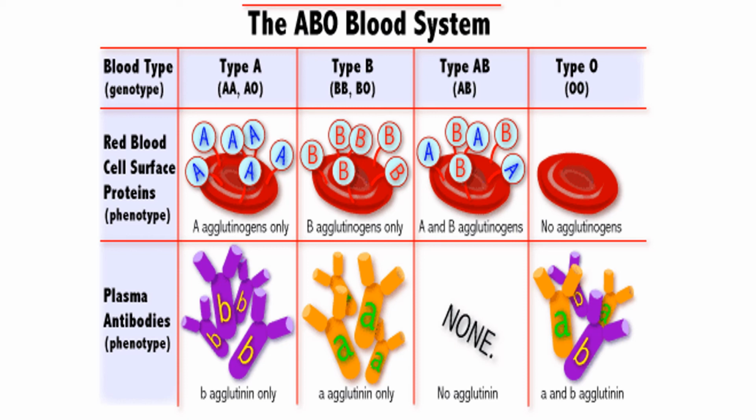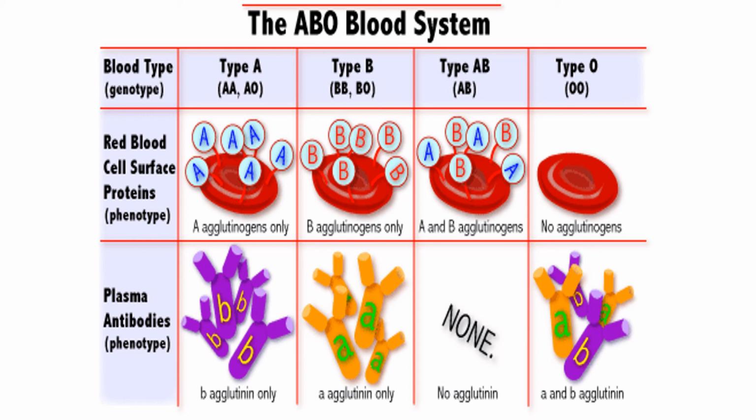You'll notice that type A blood carries A antigens. They call them agglutinogens here. Type B blood carries the B antigen or agglutinogen. Type AB carries both of those particular antigens on the blood cell surface, while you'll notice O lacks either antigen on the blood cell surface.